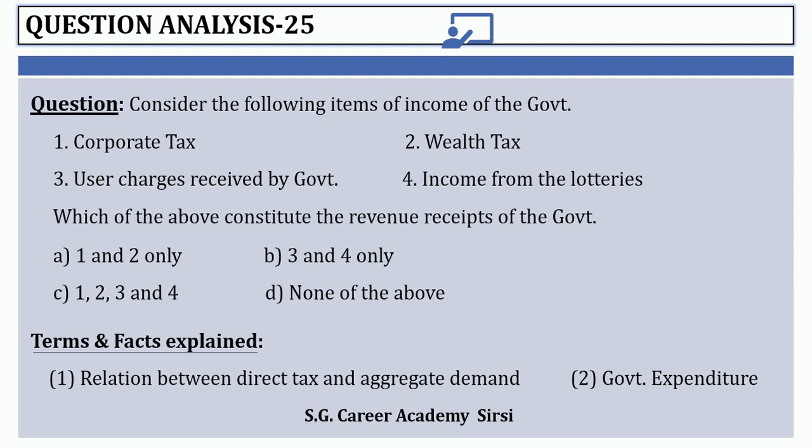Suppose the government raises the direct tax, naturally it will collect more income and it will spend more. Suppose the government reduces the tax slabs or tax limit, then people are left with what? More income, so they can spend. So this is how the relation between the direct tax and aggregate demand works. The government balances these two things, that is the tax limits as well as its expenditure.